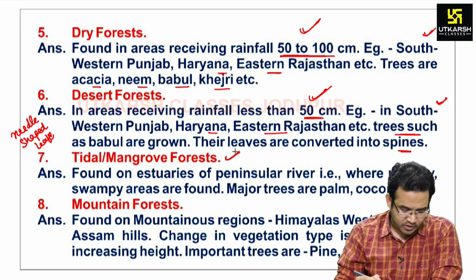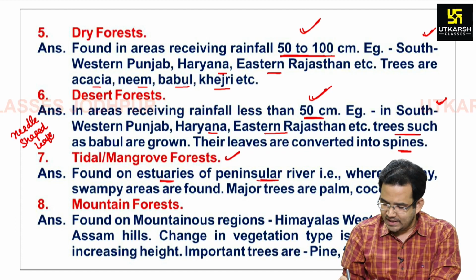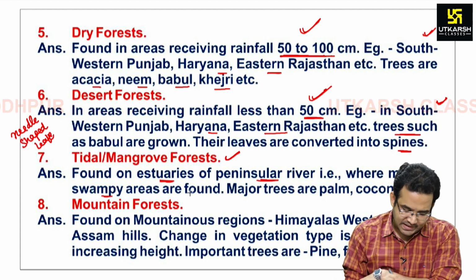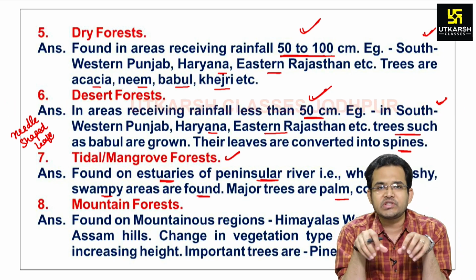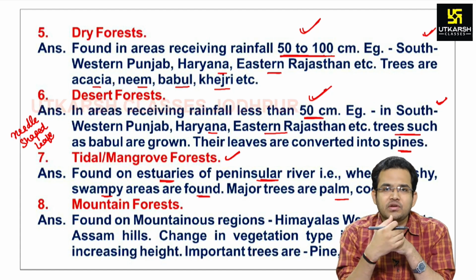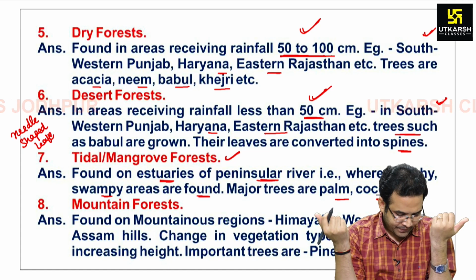Tidal and mangrove forest. So tidal and mangrove forests are found on the estuaries of peninsular rivers, that is where marshy, swampy areas are found. Major trees are palm and coconut. So these trees are found in the coastal region, and that's why they are known as tidal and mangrove forests.